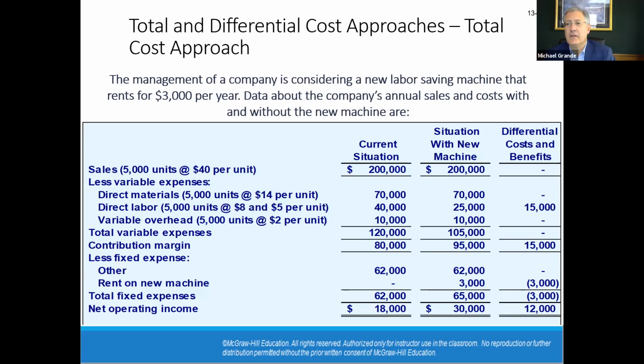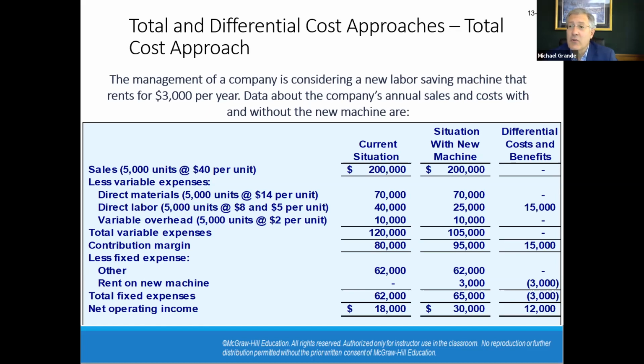Let's look at another example. Management of a company is considering a new labor-saving machine that rents for $3,000 per year. Data about the company's annual sales and costs with and without the new machine are as follows. So they currently have sales of 5,000 units. The sale price is $40 per unit. And you can see they've got direct materials costs and direct labor costs.